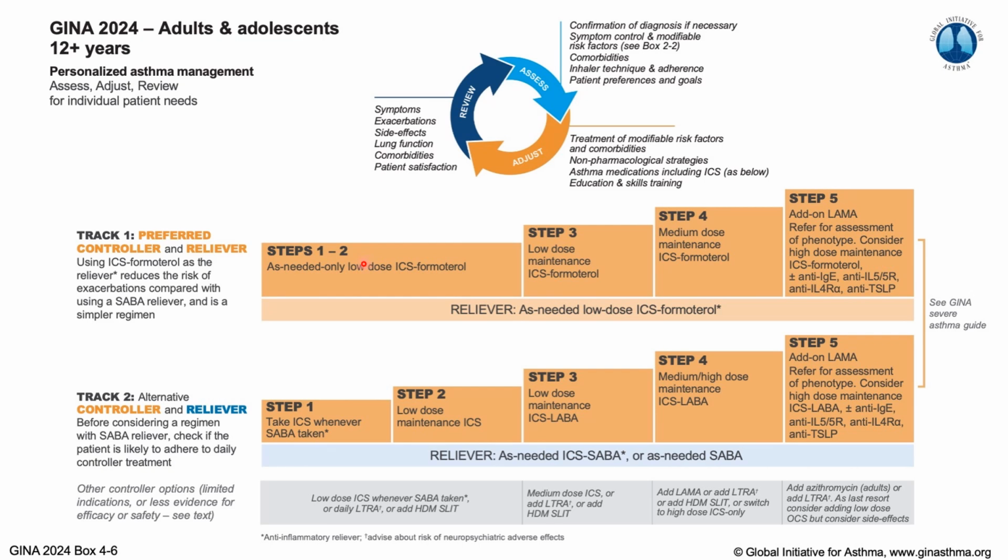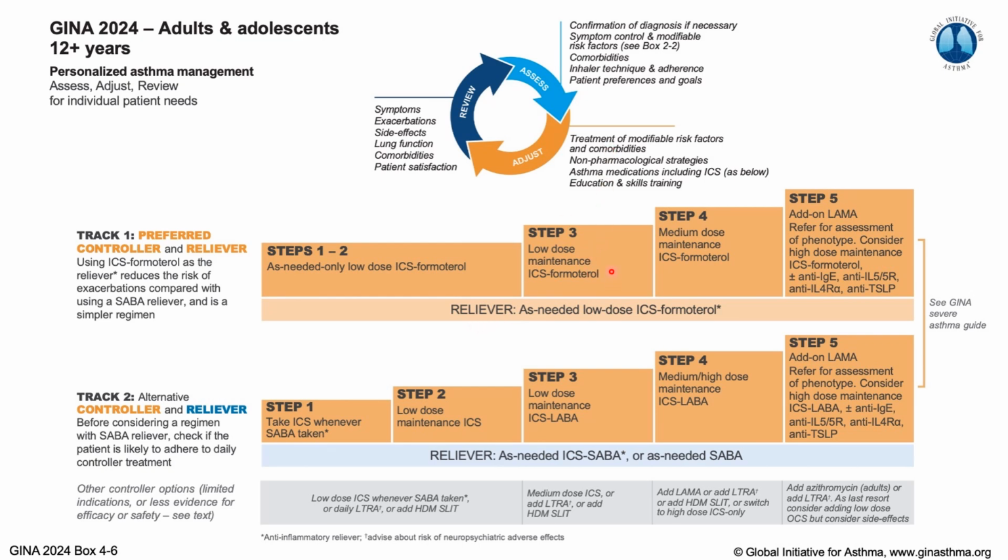Step 1 to step 2, this is where you use as-needed low-dose ICS-formoterol. So this is not maintenance. We start maintenance at step 3. That is SMART, from step 3 to step 5. And then for the reliever, you also use low-dose ICS-formoterol as needed, maybe when the symptoms get exaggerated. Step 3 is where you use low-dose maintenance ICS-formoterol.